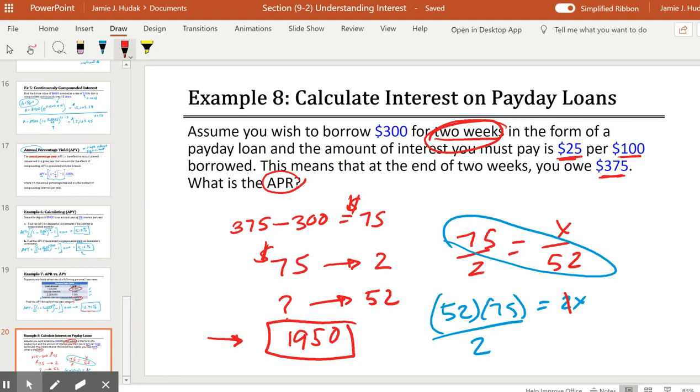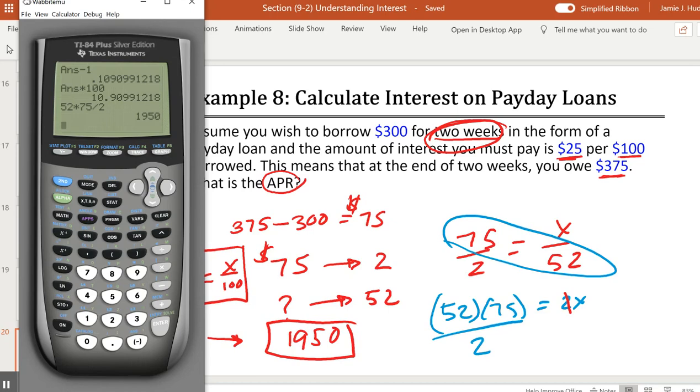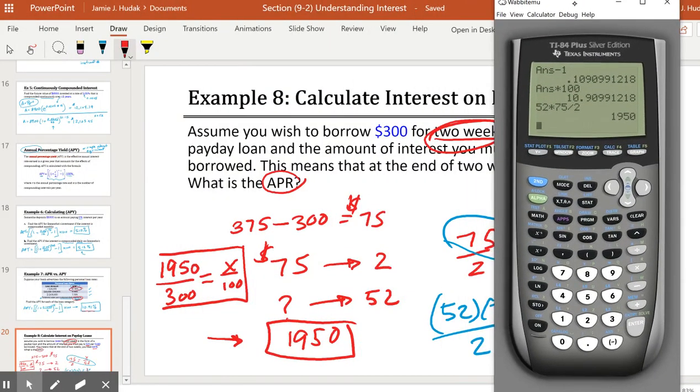Well, what percent is that $1,950 of the 300? So 1,950 over 300 is equal to x over 100. This is our percent formula from earlier in the chapters. Is over of equals percent over 100. And we can solve this for x. $1,950 times 100 divided by 300 gives us 650%.